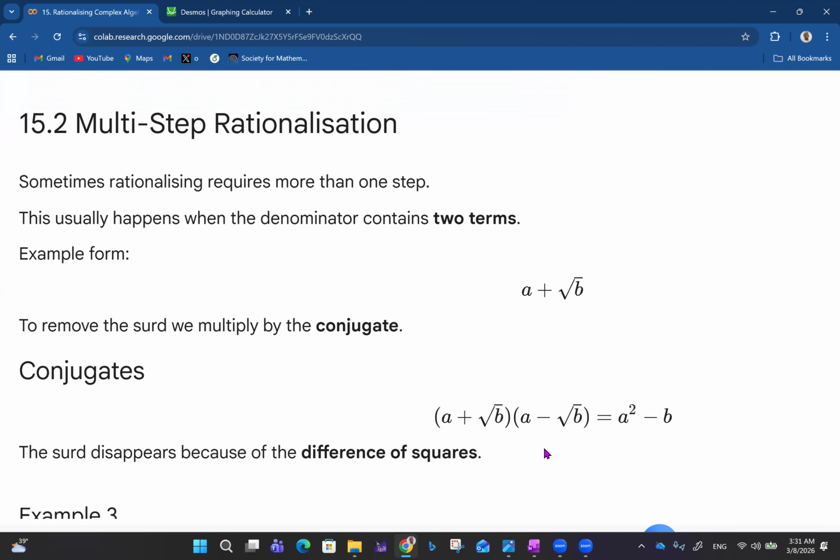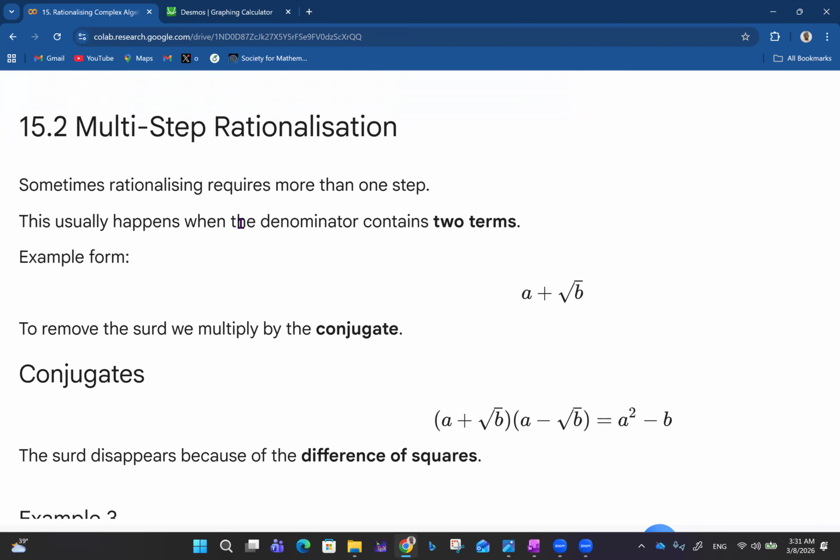So we can also have multi-step rationalization. Sometimes rationalizing requires more than one step. This usually happens when the denominator contains two terms. Example, you have a plus root b. To remove the surd, you multiply by the conjugate. So the conjugate of a plus root b is a minus root b. If you multiply them, like we've seen already in the last video, that ends up giving us a squared minus b. So the surd disappears because of the difference of squares.